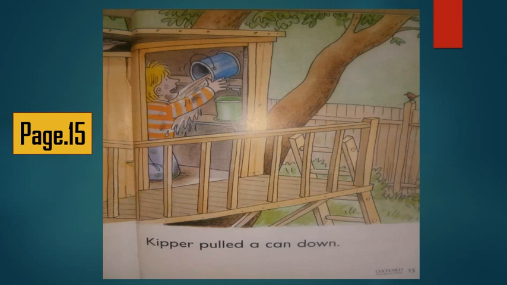Very good. Dear students, now open page number 15. What Kipper is doing? Oh my God. Read this sentence with me. Kipper pulled a can down. Very good. Once again, repeat it. Kipper pulled a can down. And circle ed word pulled with pencil, and with highlighter, highlight these two words, can and down. Done? Very good.